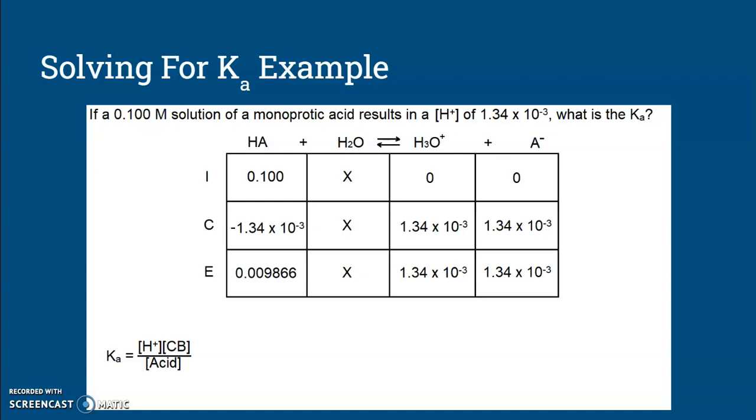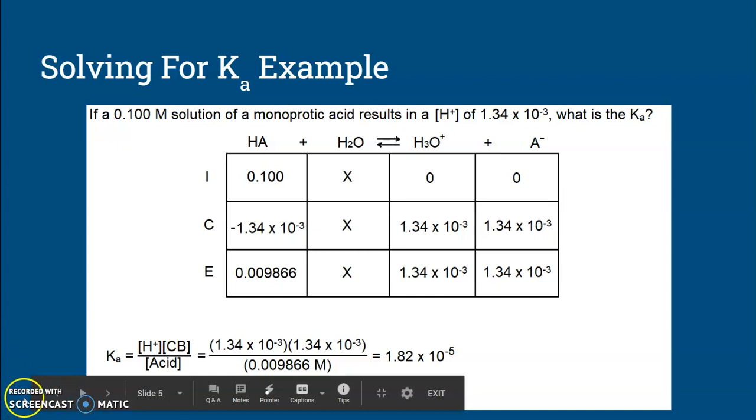So we know that of the acid, we have 0.009866 molar left. And then for our conjugate base, again, if it's a 1-to-1 ratio, we made 1.34 times 10 to the negative third concentration of our conjugate base. So lastly, now we can just fill into our equation each of these concentrations, and we find that, again, our H plus is 1.34 times 10 to the negative third, our conjugate base is also 1.34 times 10 to the negative third, and our acid that didn't dissociate is that 0.009886 molar, and then we find our Ka to be 1.82 times 10 to the negative fifth. So again, a pretty weak acid, very small number.